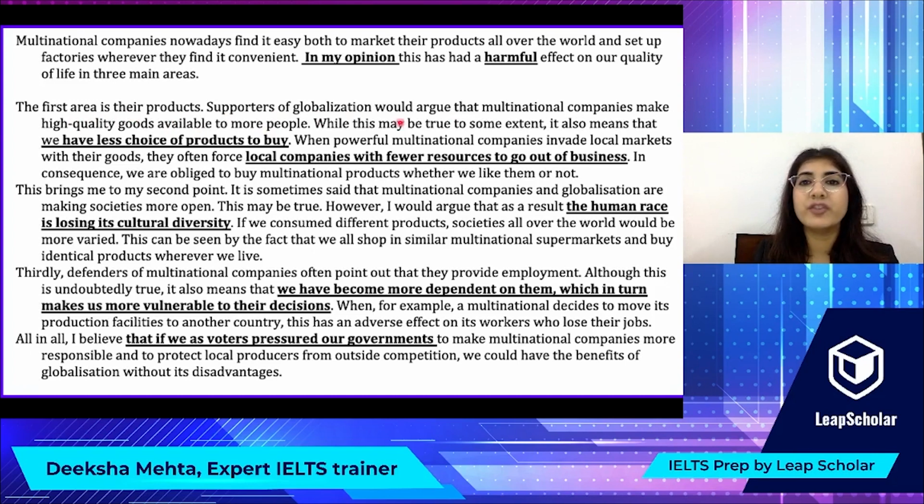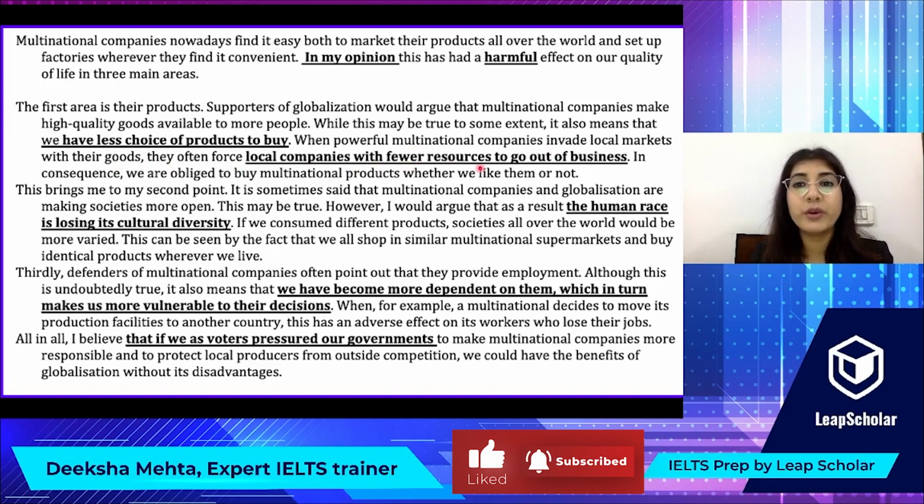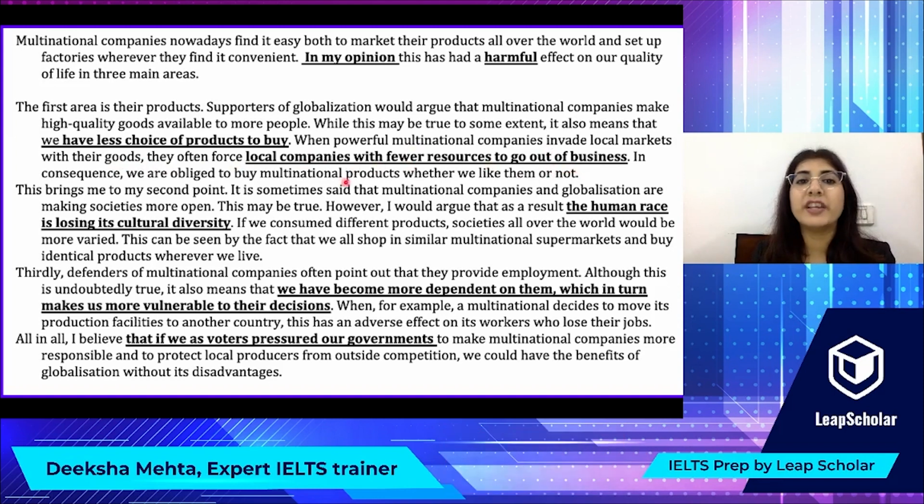Supporters of globalization would argue that multinational companies make high quality goods available to more people. While this may be true to some extent, it also means that we have less choice of products. And as I said, we back this up with an example. So when powerful multinational companies invade local markets with their goods, they often force local companies with fewer resources to go out of business. In consequence, we are obliged to buy multinational products whether we like them or not. So yes, we again have a less choice of products.